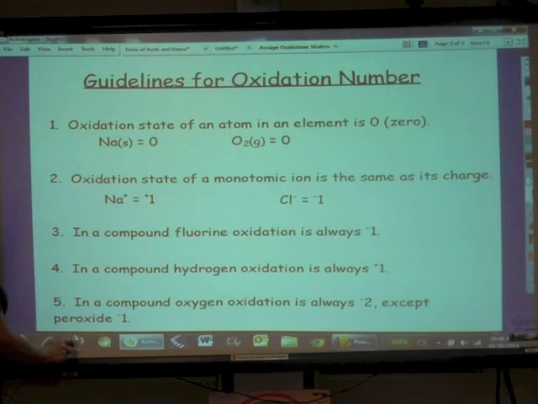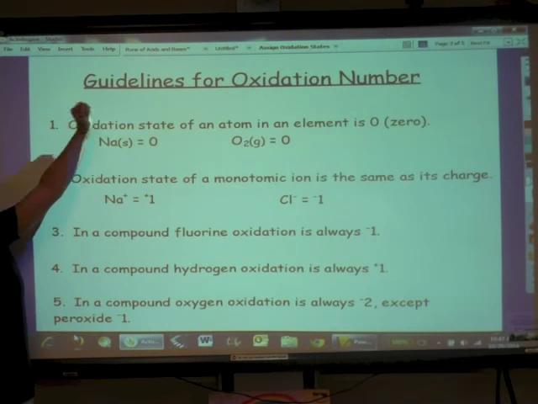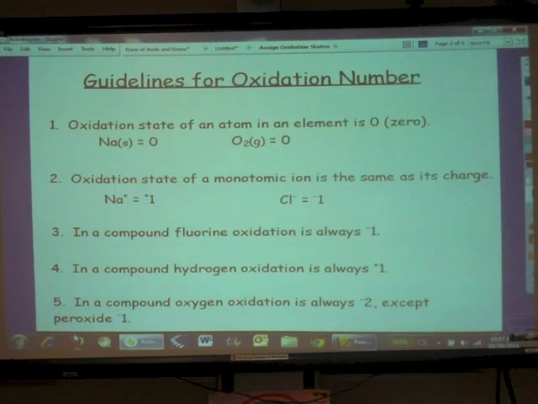Last but not least, we have oxygen. In a compound, notice, in a compound, oxygen is always -2, except for peroxide, which is -1. All right, and these things are very important because they can guide us into assigning oxidation states to elements that aren't so rigid, that are more flexible in terms of their oxidation state.